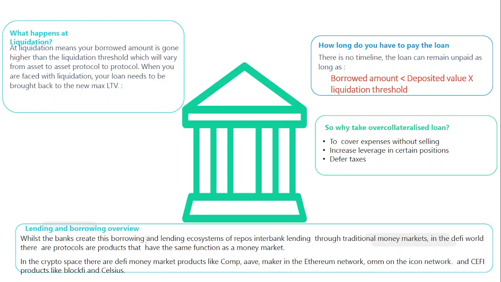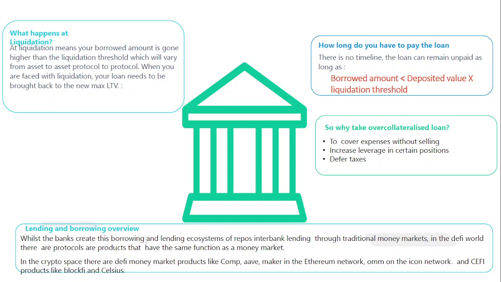So how does that differ in terms of the concept of lending and borrowing in a DeFi space? While banks create the borrowing and lending ecosystem through traditional money markets, in the DeFi world there are protocols or products that have the same function as a money market. So in the crypto space, there are DeFi money market products like Compound, Aave, and Maker on the Ethereum network, Ohm on the ICON network, which is going to be launched very soon, and CeFi products, centralized finance products like BlockFi and Celsius.